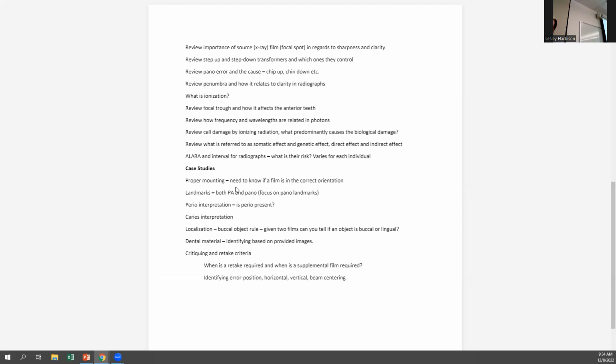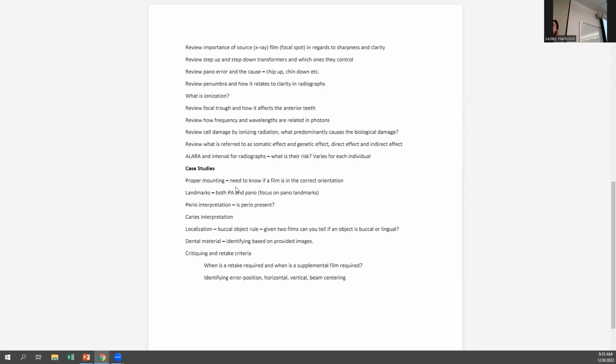Perio interpretation, it's going to give you an FMX and say, is perio present? And just give your best guess. It's going to be challenging because you can't blow it up and get it super crisp. It's not ideal, like I said, but it should be easy enough to say whether it's present or not, because I'm not sure if it even asks stages. It might just say, is perio there? And it should be obvious enough to give a good educated guess if you're looking at some bone loss. Caries interpretation is the same thing. I kind of gave you that spiel already.